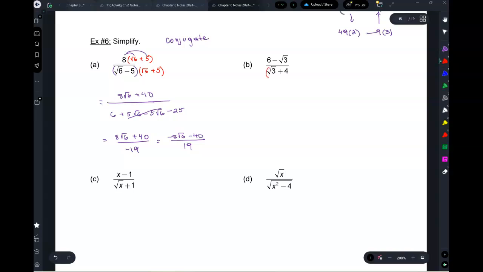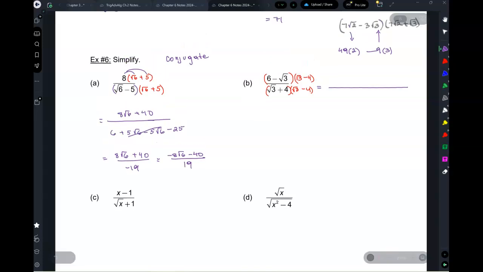Okay, this one. We're going to multiply by the conjugate. So the numerator, we have to FOIL. There is no other choice. So first terms, 6 root 3. Outer terms, negative 24. Inner terms, negative 3. Last terms, positive 4 root 3. Okay. The bottom.